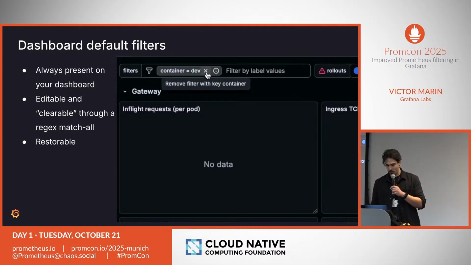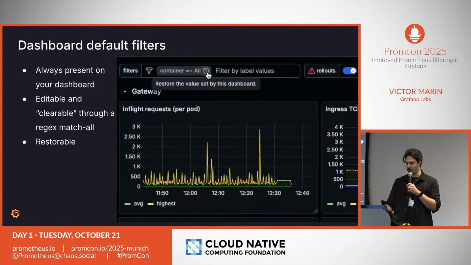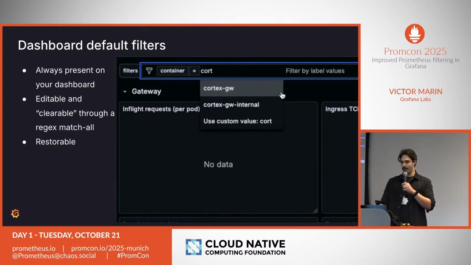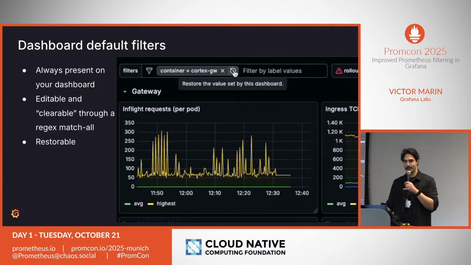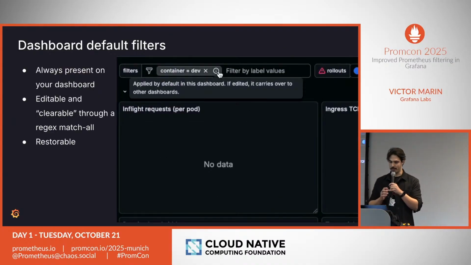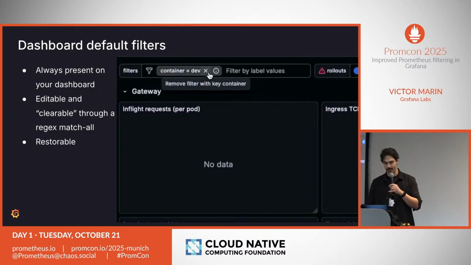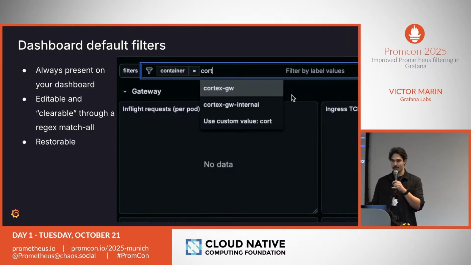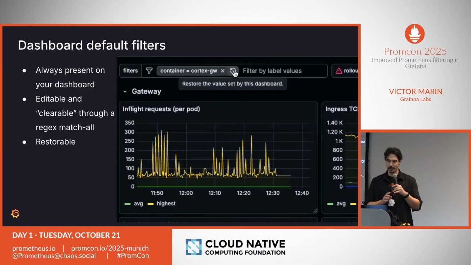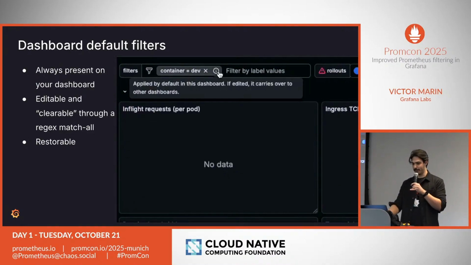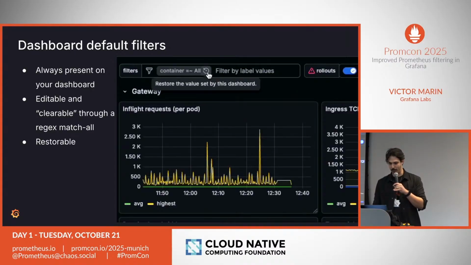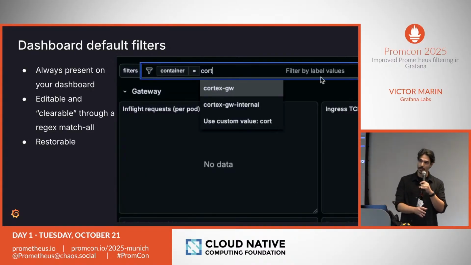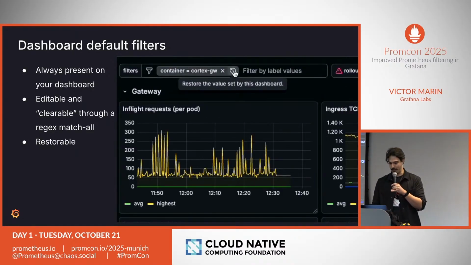And next we have the dashboard default filters. So they allow you to set default labels on a dashboard through the JSON, the dashboard model, and they are always present on the dashboard. You can edit them. You can clear the value, but you cannot remove the label from the UI bar. You also have the ability to restore back to your original default value.